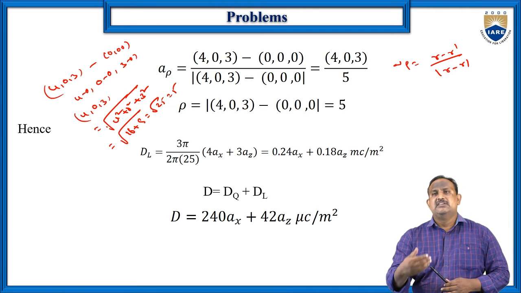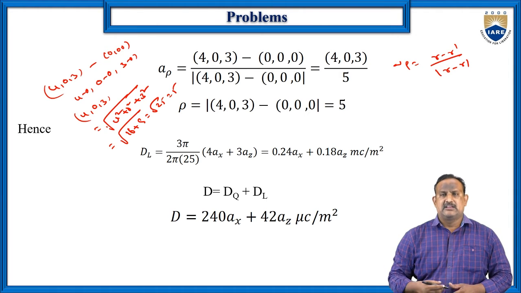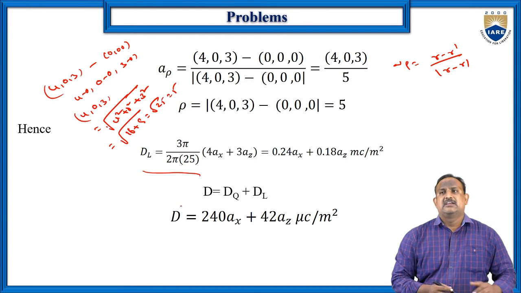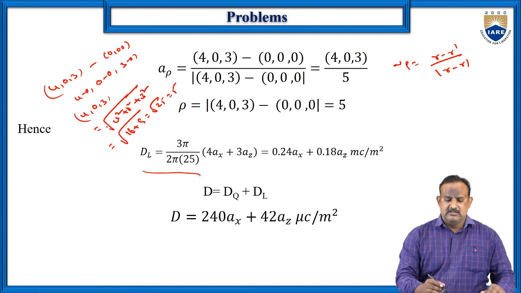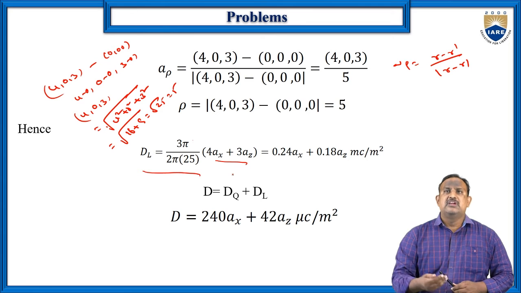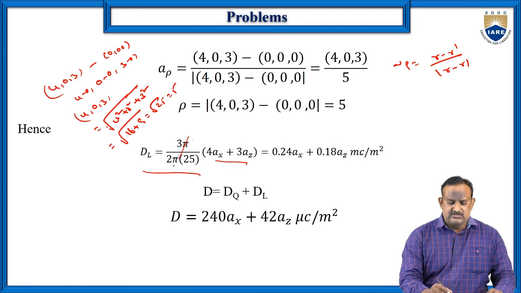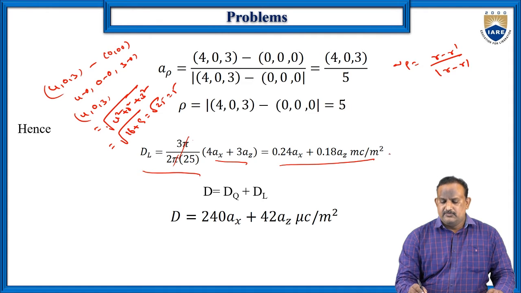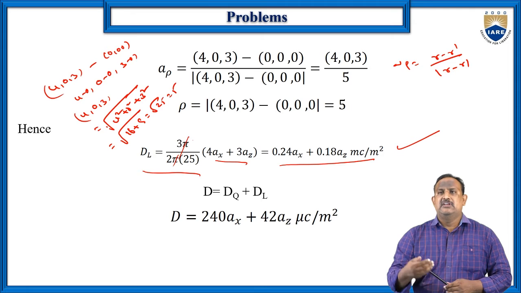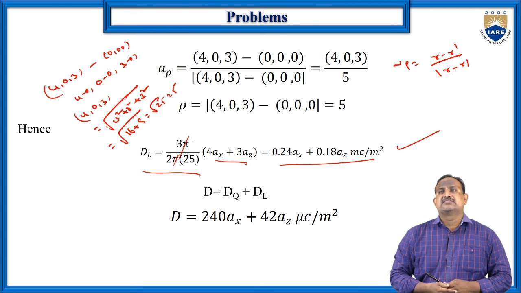Now, if you substitute all these values in the electric flux density due to line charge, we have Dl is equal to rho l by 2 pi rho into the vector. So here the vector is 4aX plus 3aZ. Then after simplification, we have the answer: it is 0.24 aX plus 0.18 aZ millicoulombs per meter square.